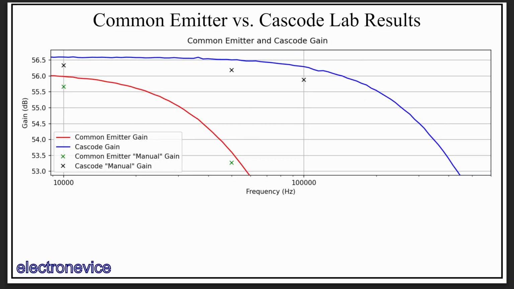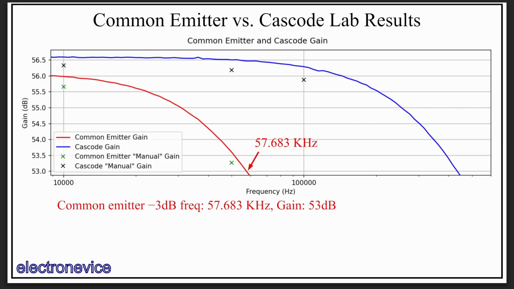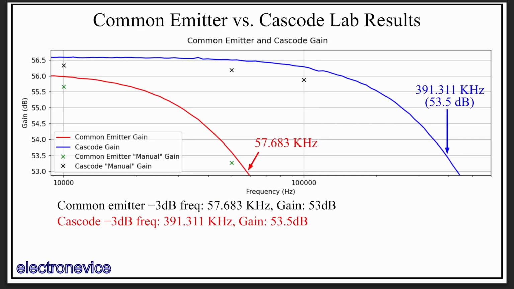So zooming in, we sort of roughly see that the gain of the common emitter is about 56 dB at midband, and the gain of the cascode is about 56.5 dB at midband. So the negative 3 dB points of the common emitter and cascode are therefore 53 dB and 53.5 dB, respectively. The frequency at which the common emitter hits 53 dB is about 57.683 kHz. And the frequency at which the cascode hits 53.5 dB is about 391.311 kHz.